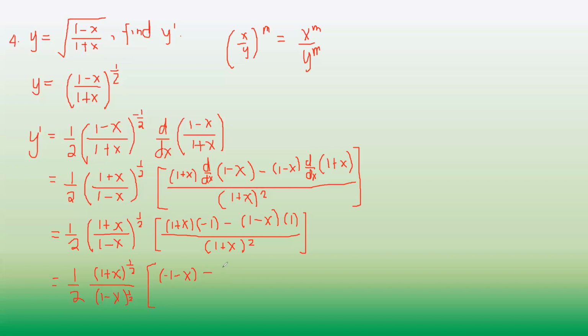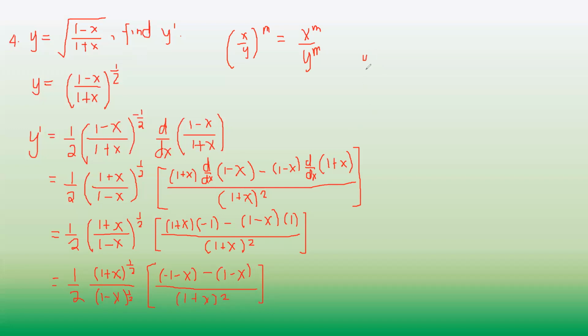Minus the quantity again. Pagka tayo ay division, don't forget to use grouping symbols. So, 1 times 1 is 1. 1 times negative x, negative x. Okay. All over 1 plus x quantity squared. Okay. Ito tayo. Tuloy natin.